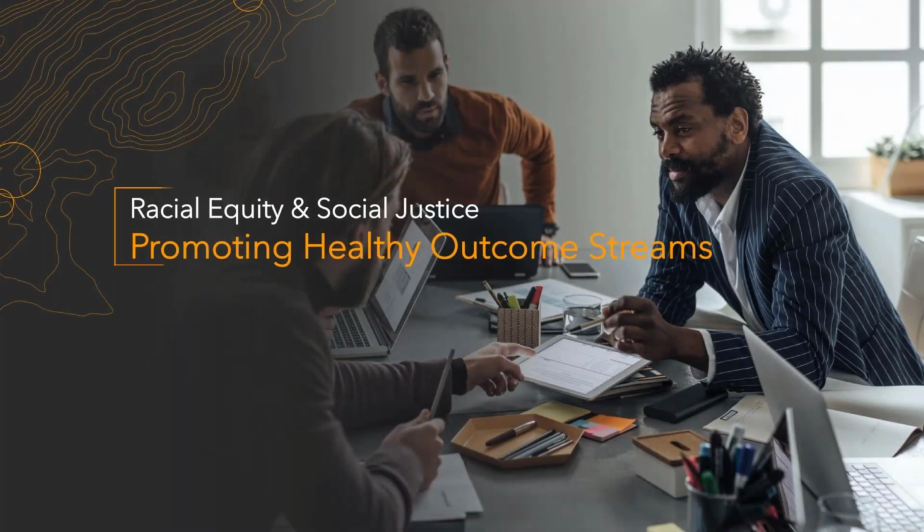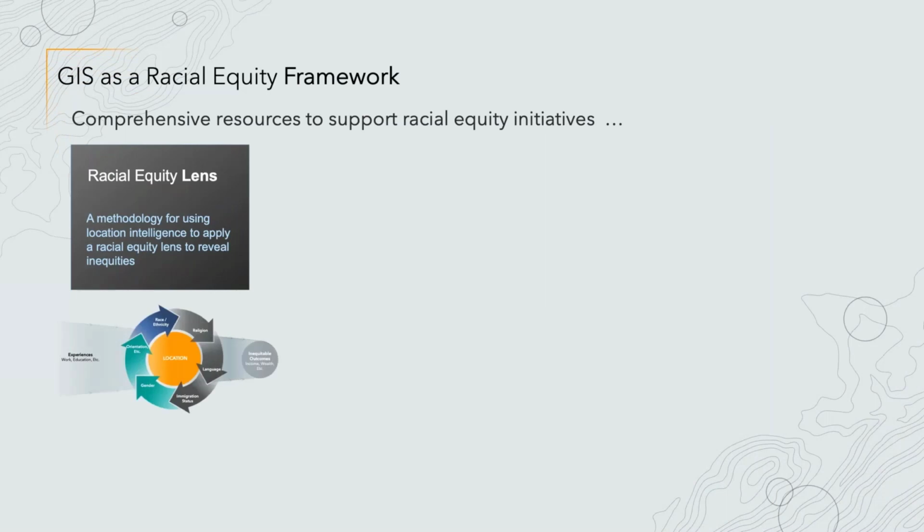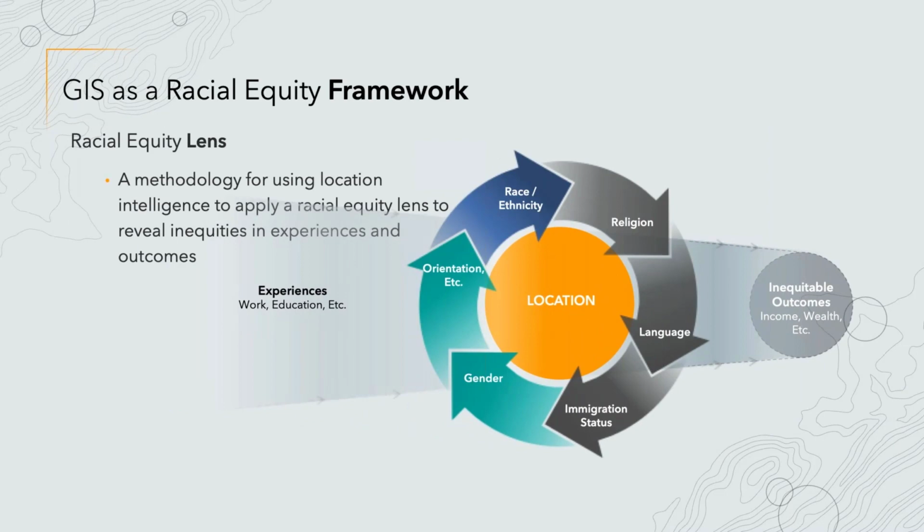Over time, we've evolved this guidance to help organizations essentially apply GIS as a framework for racial equity. And that begins with guidance for applying a racial equity lens. As we all know, race and place matters. And as I said before, Esri provides data, tools, and guidance to help you apply a racial equity lens to the community assets, conditions, and outcomes that people are experiencing across your communities.